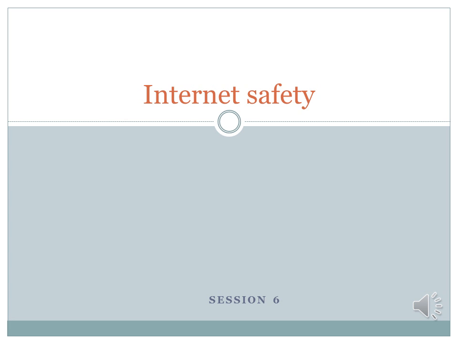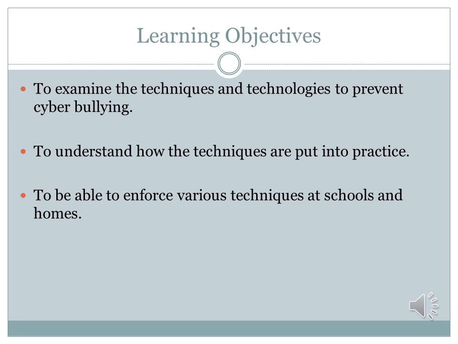So in today's topic, session 6, which is our last session, we will be covering internet safety. So the learning objectives for internet safety are to firstly examine the techniques and technologies to prevent cyberbullying, to understand how the techniques are put into practice, and to be able to enforce various techniques at schools and home.